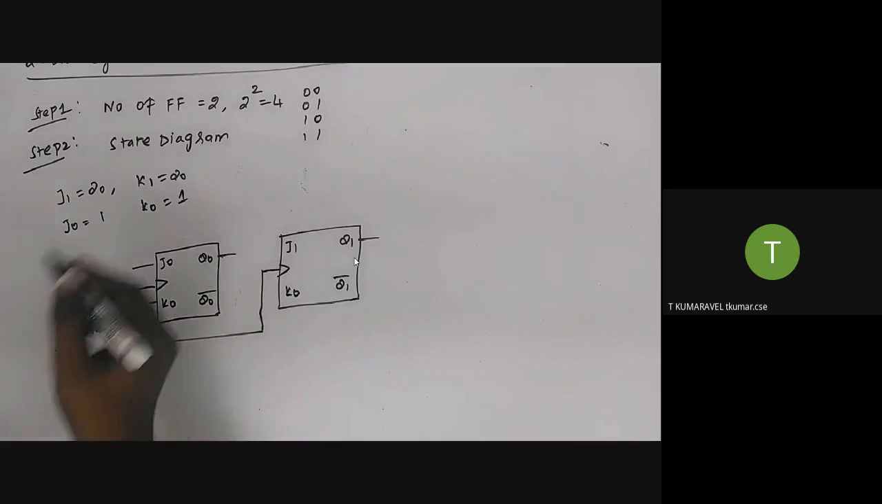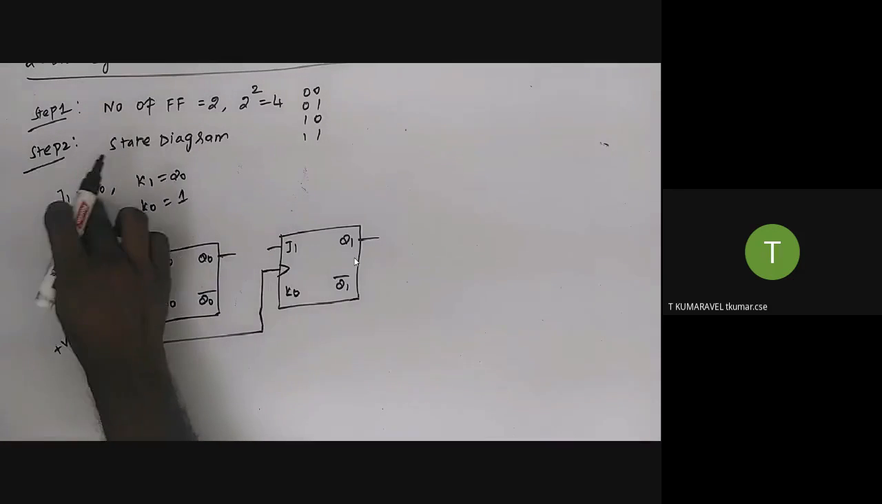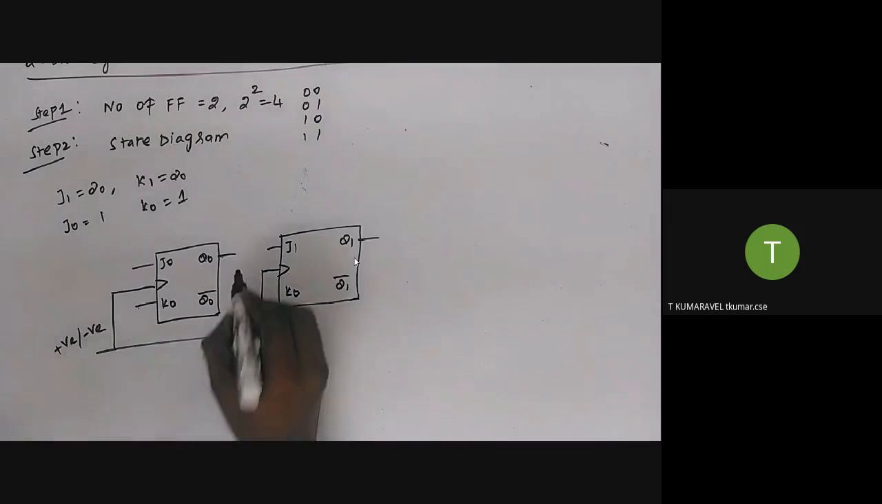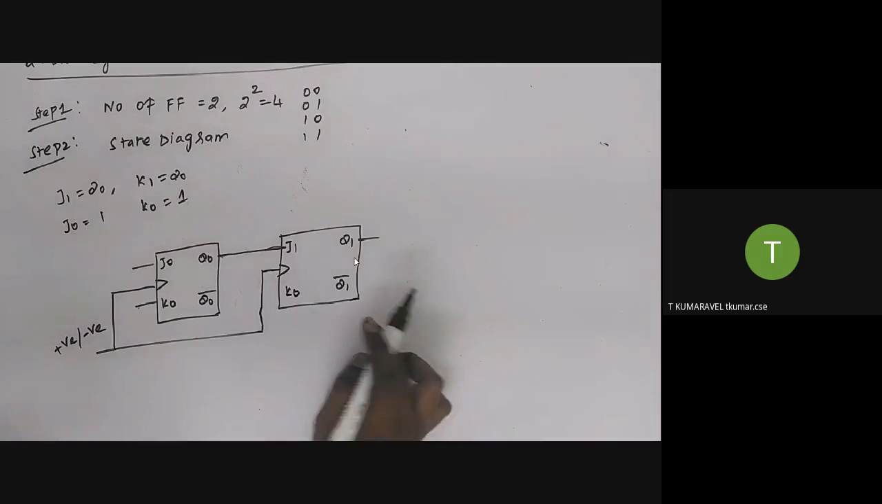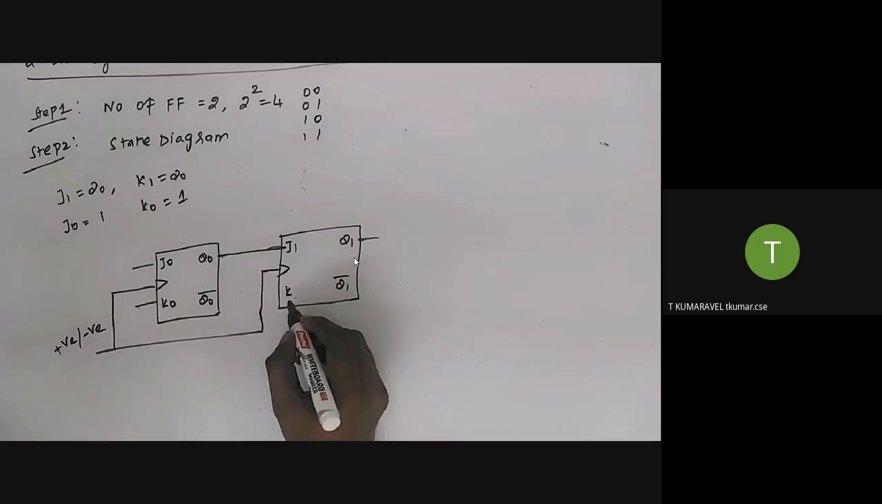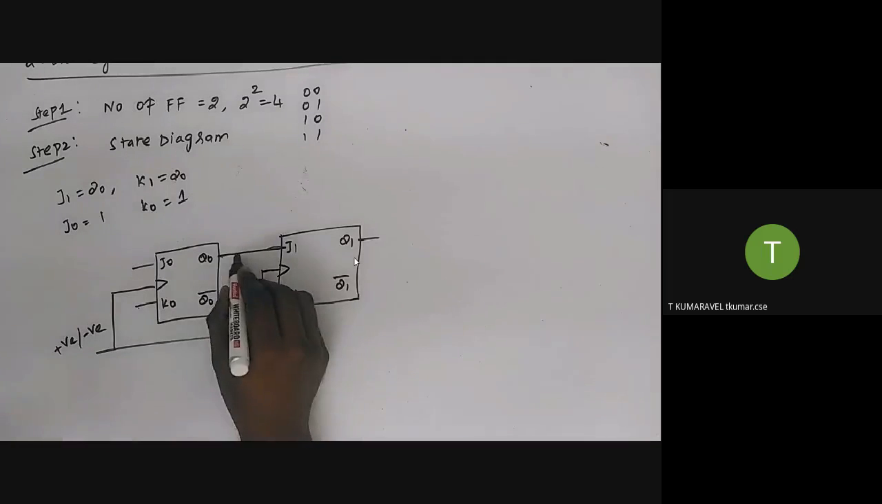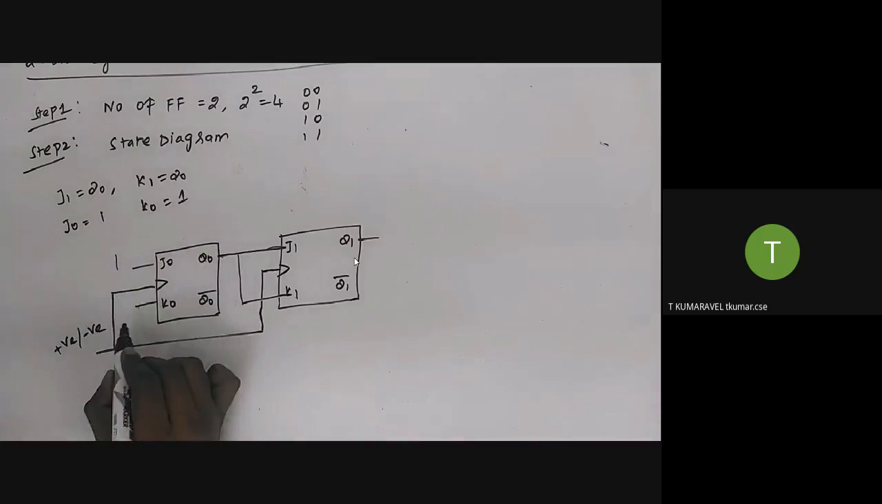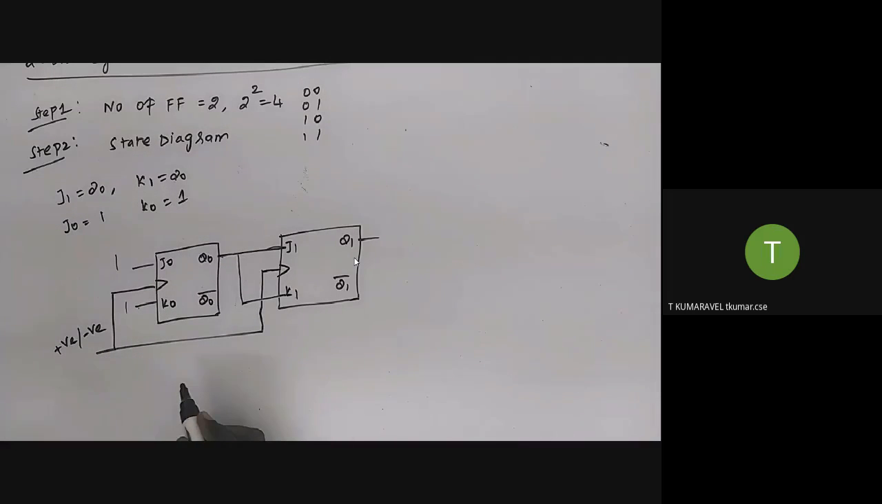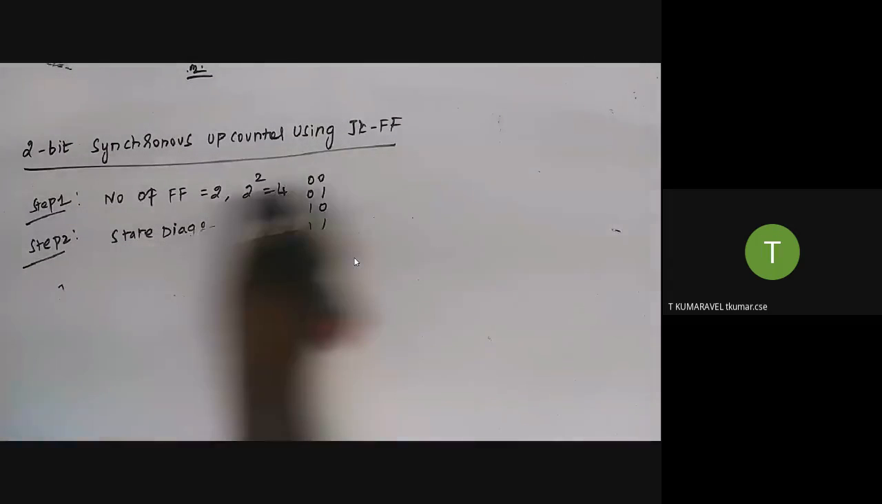So what is the input for J1? The input for J1 is nothing but Q0, so I directly connect it like that. What about K1? The input for K1 is also Q0. What about the next one, J0? The input for J0 is 1. What about the input for K0? 1. So this is the circuit diagram for the 2 bit synchronous up counter. Do you have any queries? No, sir. Okay, I will provide one example problem. You can try it out yourself.